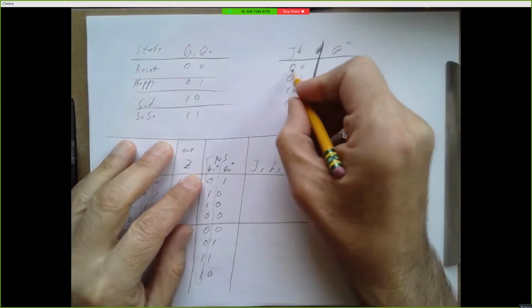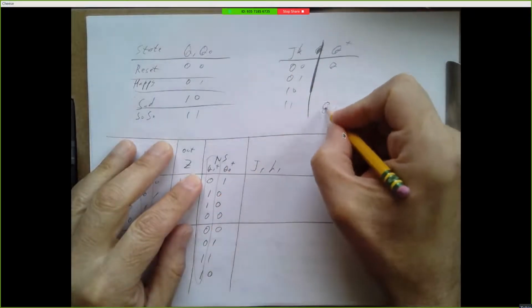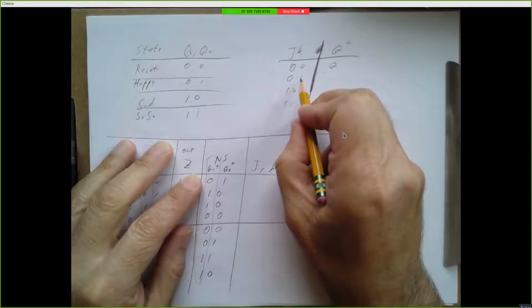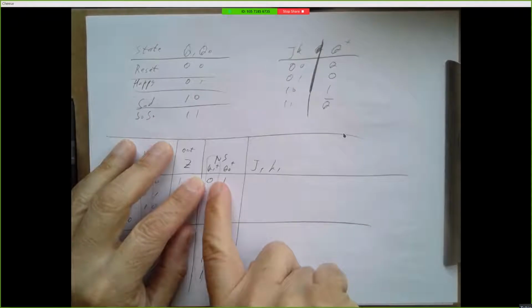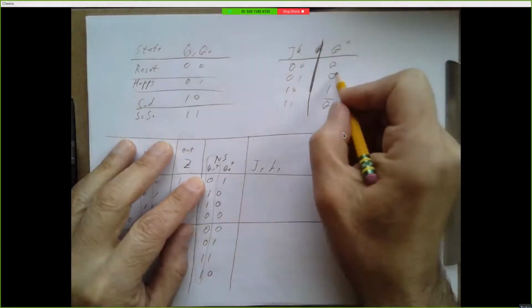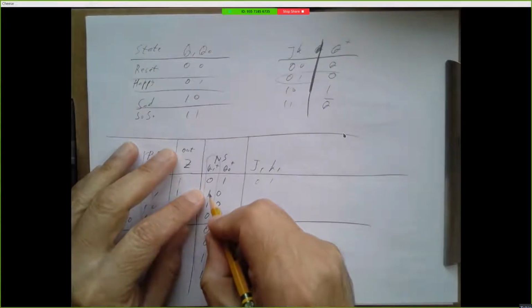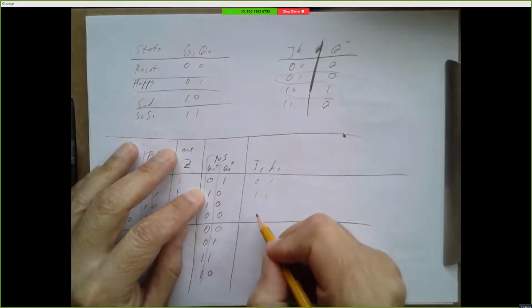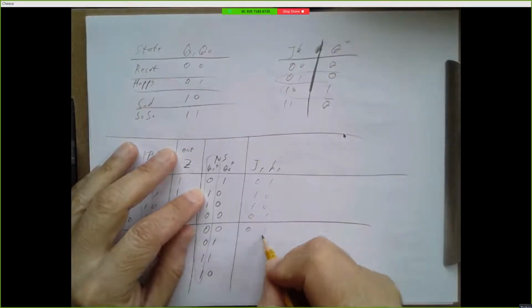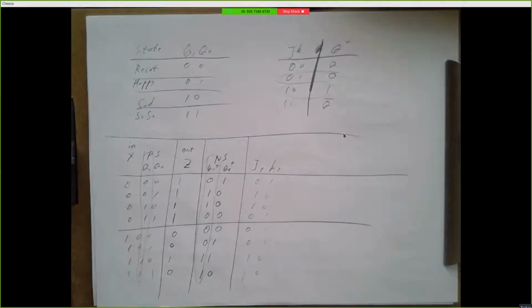if we put J and K both to 0, Q doesn't change value. If we put J and K both to 1, Q toggles. If we set JK to 0, 1, the flip-flop goes to a 0, and 1, 0 goes to a 1. So if we want the new value of the flip-flop to be 0, we can just set our JK to 0, 1. If we want our new flip-flop value to be a 1, we can set JK to 1, 0. And we can do that. That will work, but it's not terribly efficient.